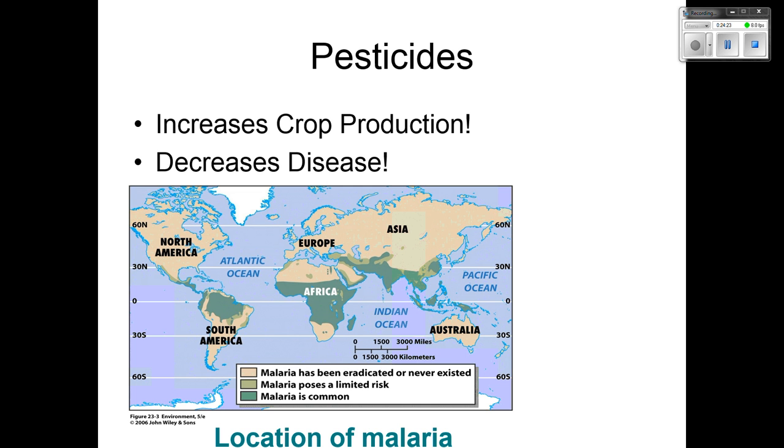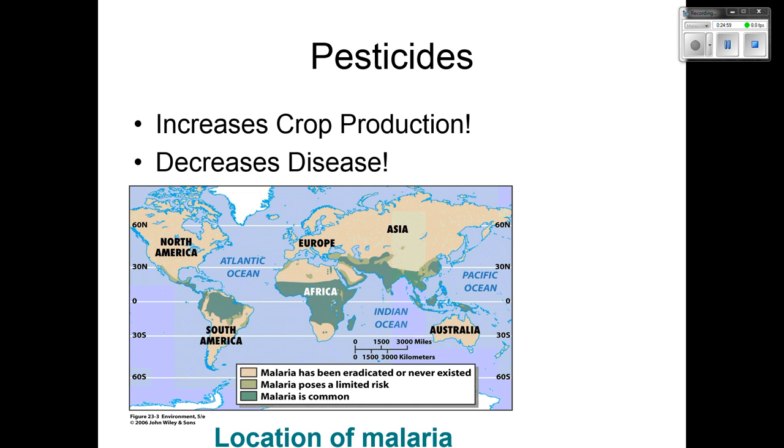It also can decrease disease. So vectors like mosquitoes, which carry malaria and also the Zika virus, are killed by pesticides. So we discussed DDT, and I've said a million times DDT has been banned in highly developed countries. Don't forget Rachel Carson. She was the one who wrote Silent Spring, who brought attention to DDT, and she explains in Silent Spring how it thins the eggshells of the eagles. So it's an endocrine disruptor.